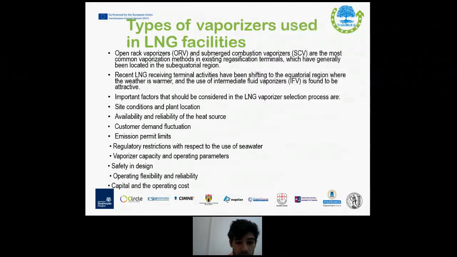Important factors that should be considered in LNG vaporizer selection are the site conditions and the plant location, the availability and reliability of the heat source, customer demand fluctuation, emission permit limits, regulatory restrictions with respect to the use of seawater, vaporizer capacity and operating parameters, safety in design, operating flexibility and reliability, while finally capital and operating costs.